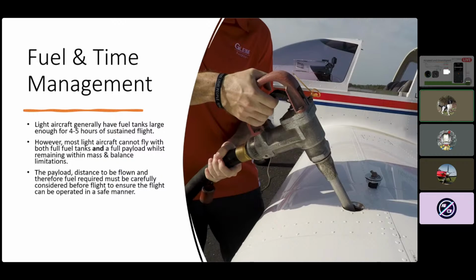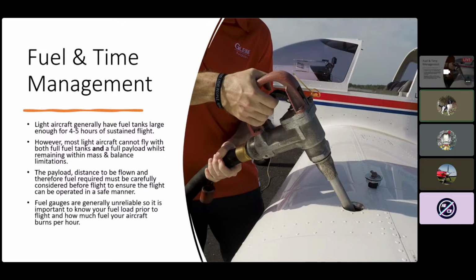So we have to be careful with payload. We need to know the distance to be flown and the fuel that we need in order to ensure that we can operate the flight safely. The other issue we have with these old planes, or these light aircraft, is that the fuel gauges aren't very reliable. So it's really important to know your fuel load before you take off and also know how much your aircraft burns. You can use the fuel gauges as a rough estimate, but the reality is in real life, you'll get in a light aircraft and there'll be a placard next to the fuel gauges saying fuel gauges are unreliable, or they just don't work.